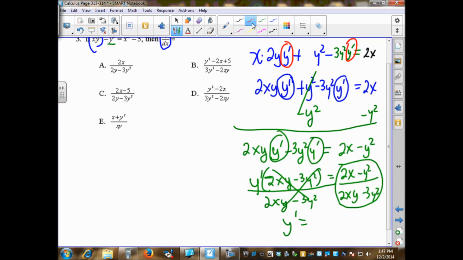Negative 1 trick, right? If we multiply the top by negative 1 and the bottom by negative 1, then we can change the order, because negative 1 times 2x would be negative 2x. Negative 1 times negative y squared is y squared. Negative 1 times 2xy is negative 2xy. Negative 1 times negative 3y squared is 3y squared. Good old negative 1 trick, one of the best things that we ever learned in Algebra 1.